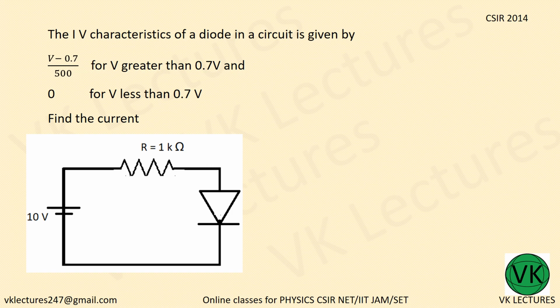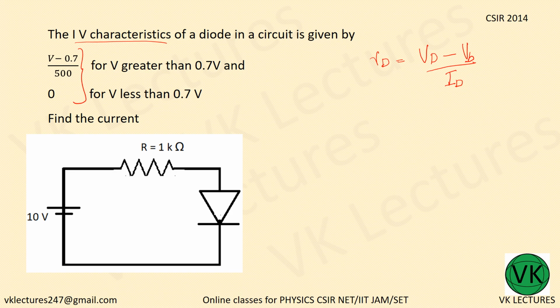CSIR. Okay. So the IV characteristics is given. So for a diode, what do we know? We know that RD, that is the diode resistance, is equal to VD, that is the voltage applied across the diode, minus VB, that is the barrier voltage, divided by the current flowing through the diode.